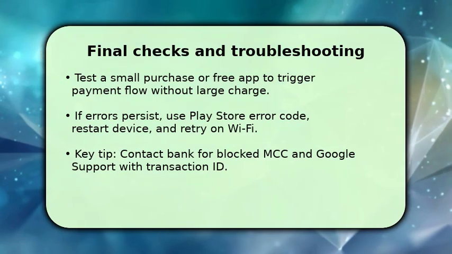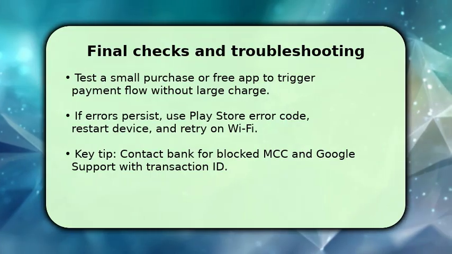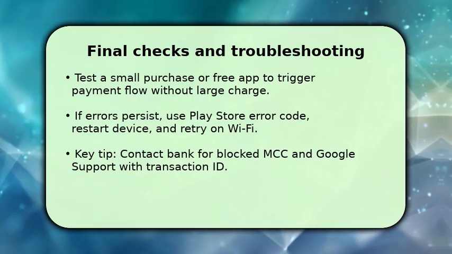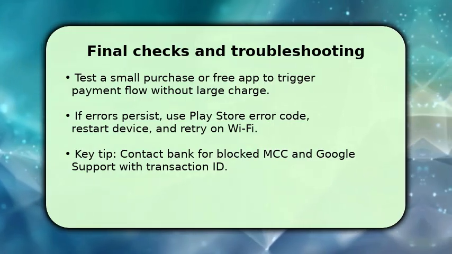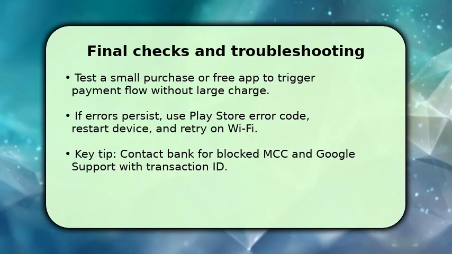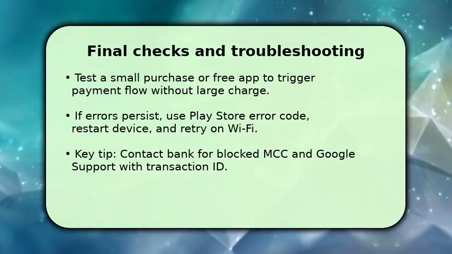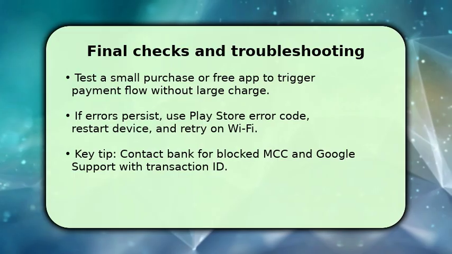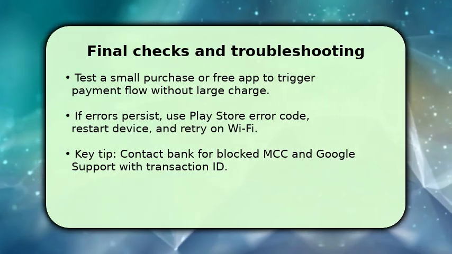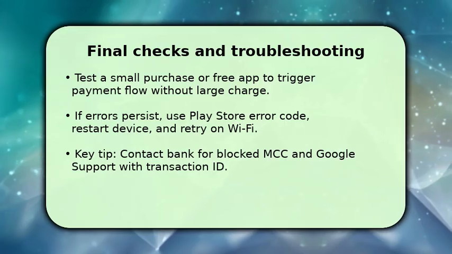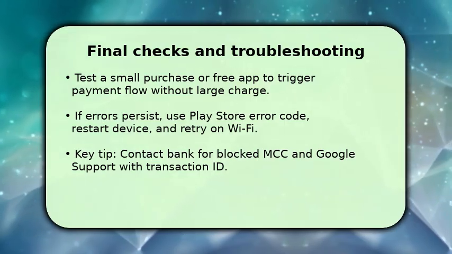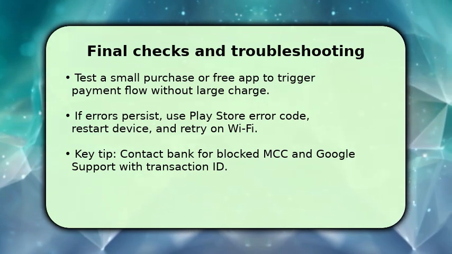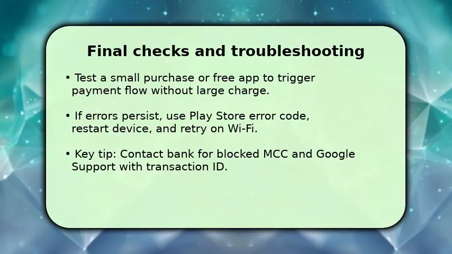Finish with controlled tests and a targeted troubleshooting path so you can resolve remaining issues. Make a small trial purchase or buy a free app that triggers the payment flow to see real-time errors. This isolates authorization versus Play-side problems. If failures continue, note the Play Store error code, restart the device, and retry on a secure Wi-Fi network. If still blocked, contact the bank to check merchant category codes and ask Google support for the transaction ID. Those 2 steps usually reveal the final culprit.